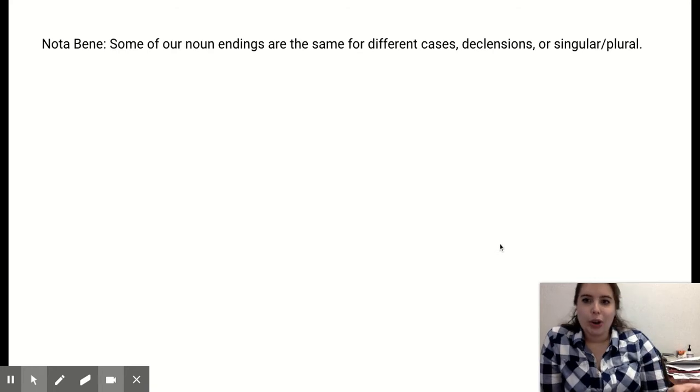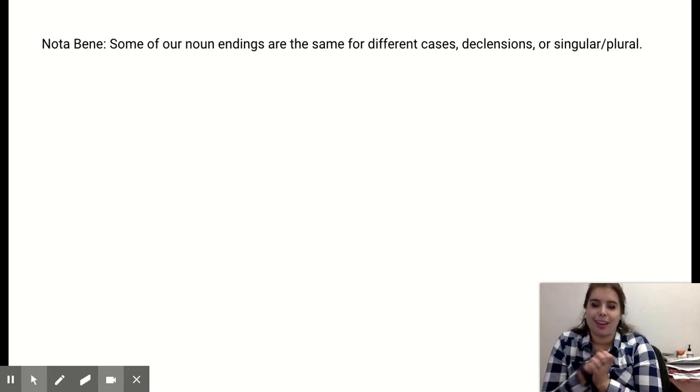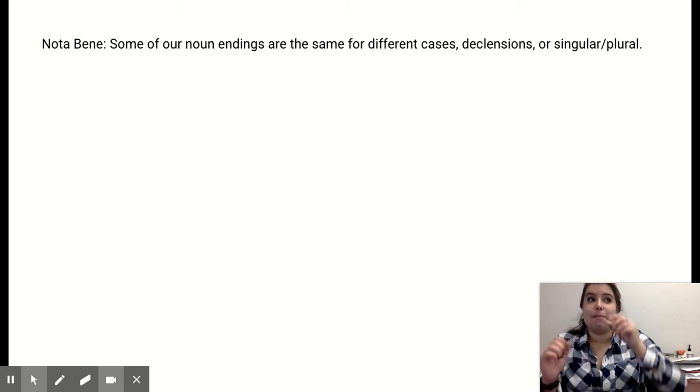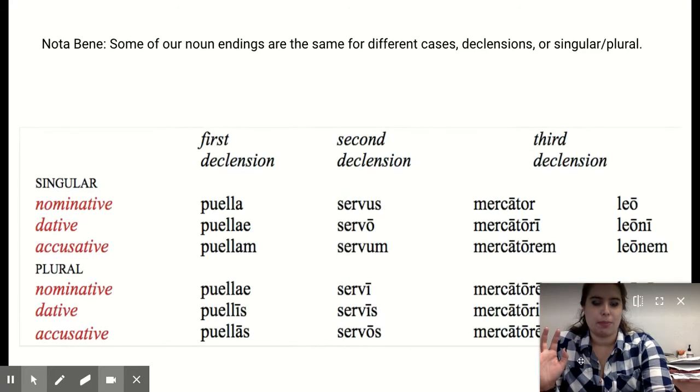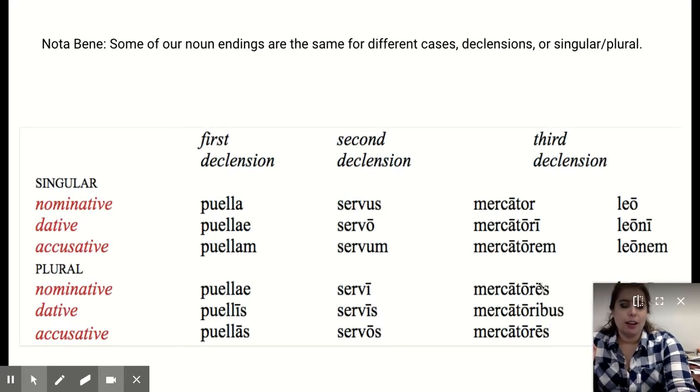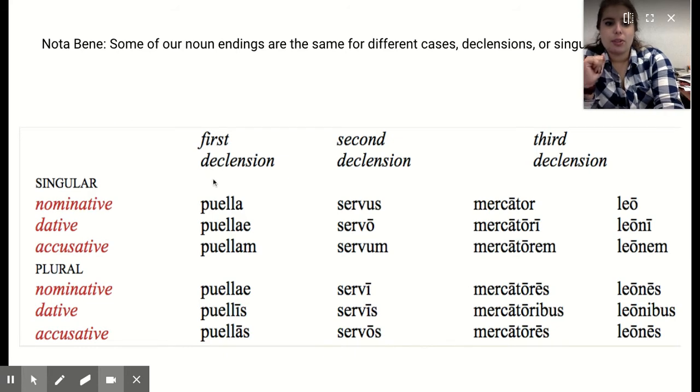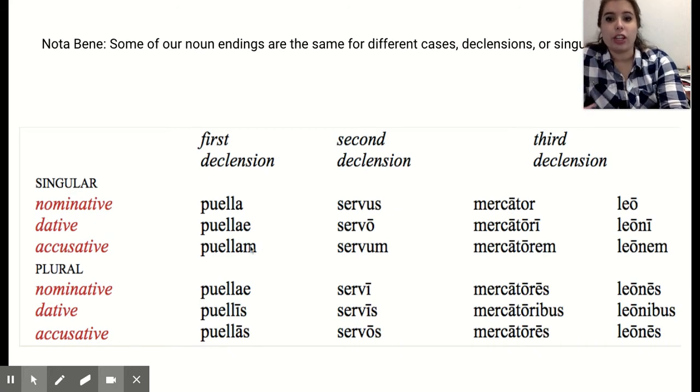So nota bene, little note. Note this. Hopefully you've noticed this. We see some repetition with some of our noun endings, and there can be a few endings that are the same in different cases, in different declensions, and in singular versus plural. So here are some examples. I'm going to need to move my face out of the way. Here we have some examples of first declension, second declension, and a couple of third declension nouns with our nominative, dative, and accusative endings.